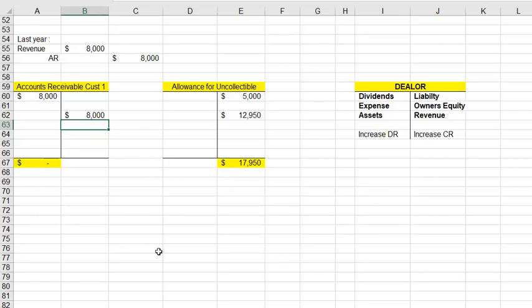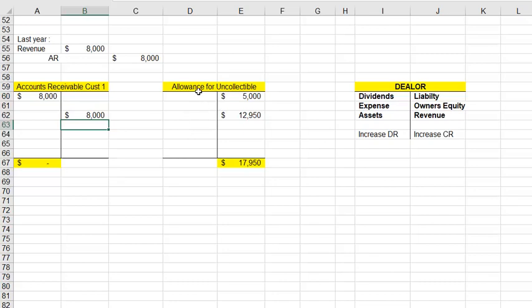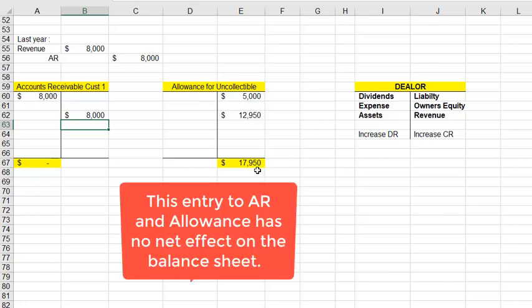Now don't get tricked and think that we need to debit our bad debt expense, right? Bad debt expense was put in this entry last year. If we debit bad debt expense again, we will be double counting the bad debt from 2021. What we need to do is put this in our allowance for uncollectible. We have $17,950 set aside for bad debts from prior year.